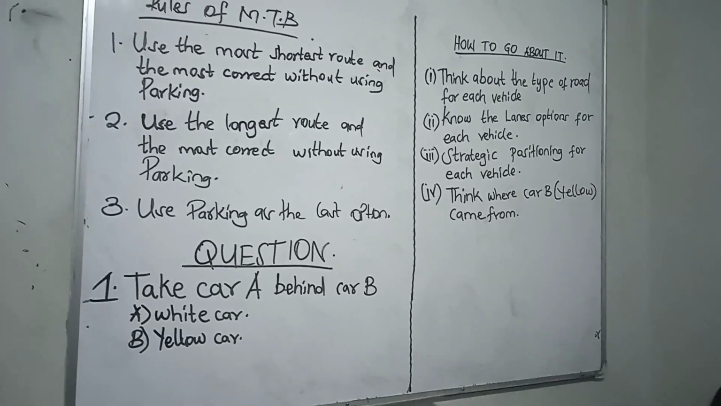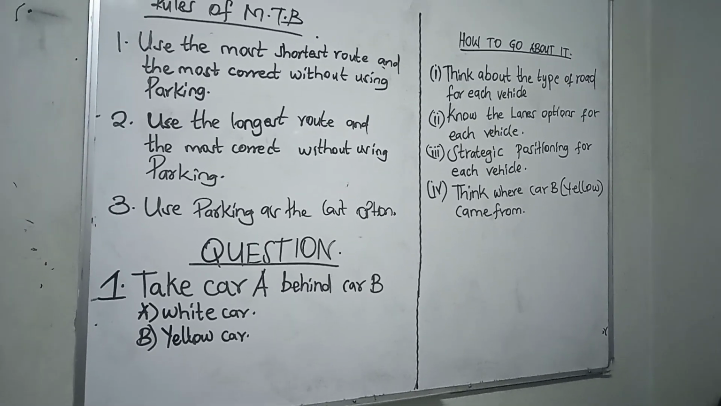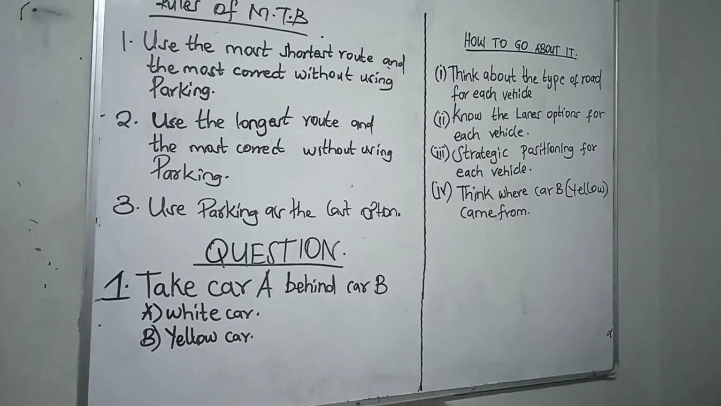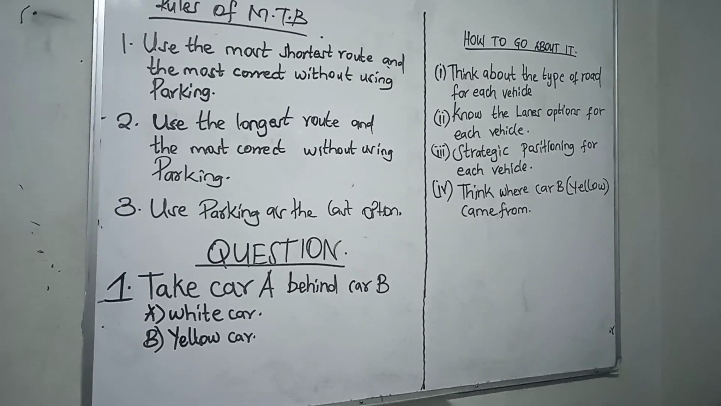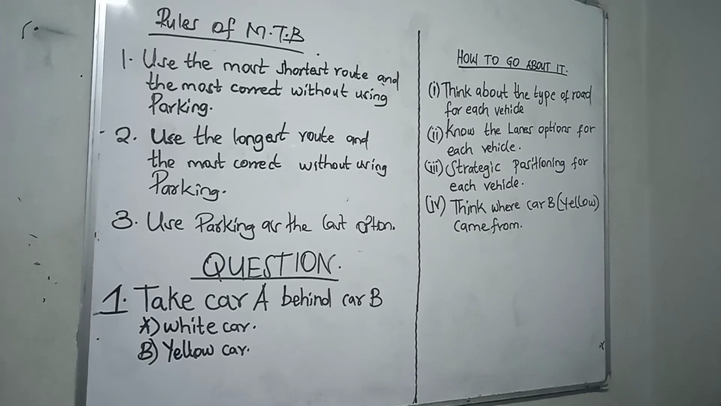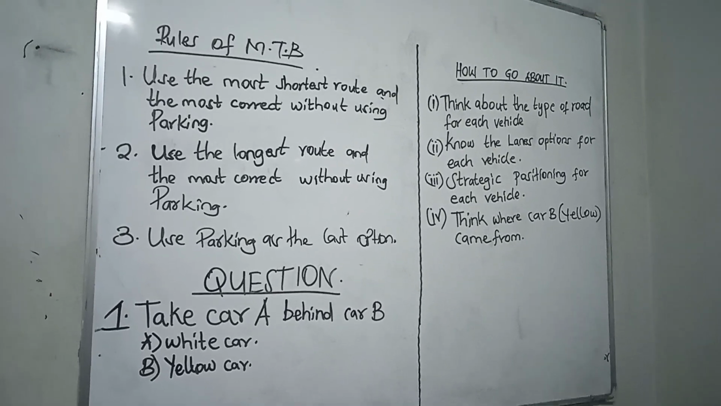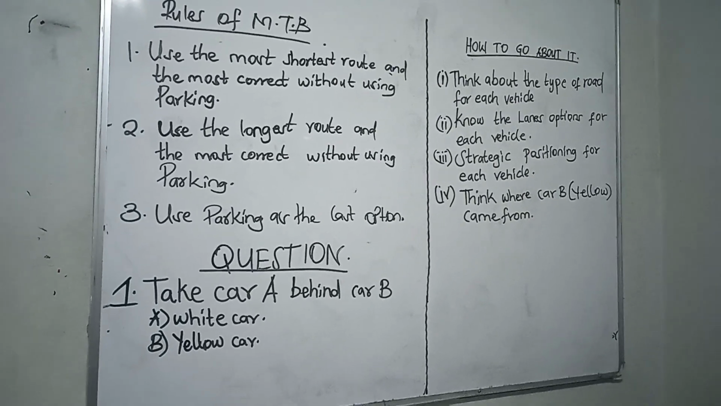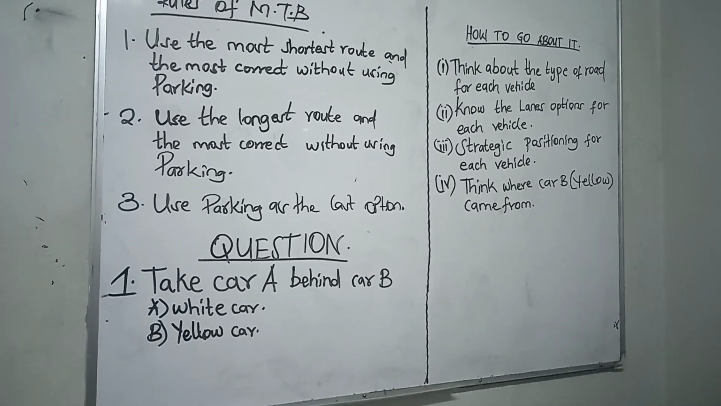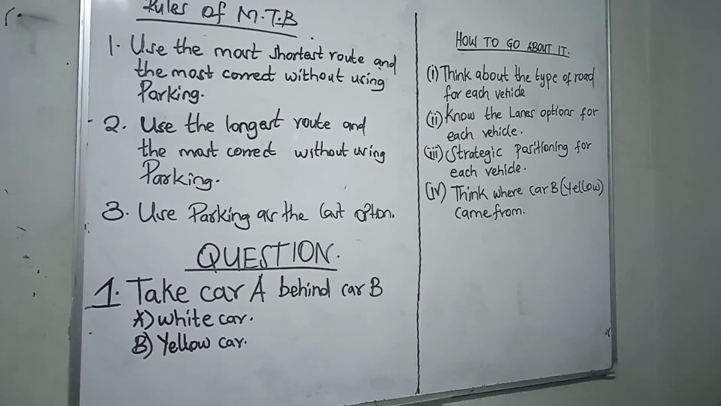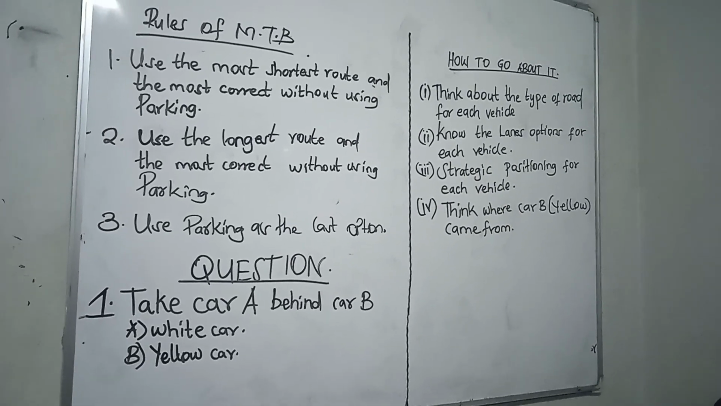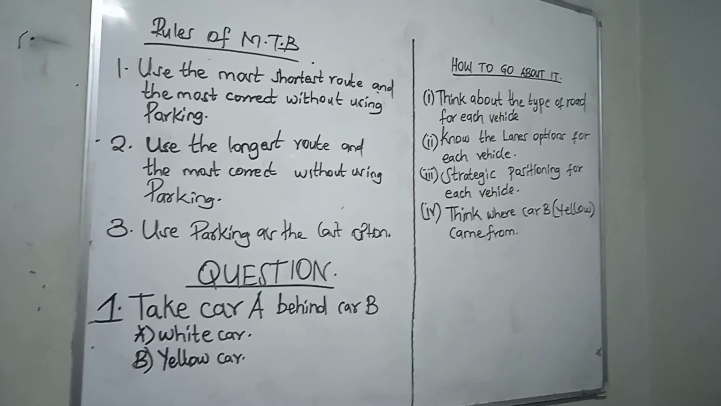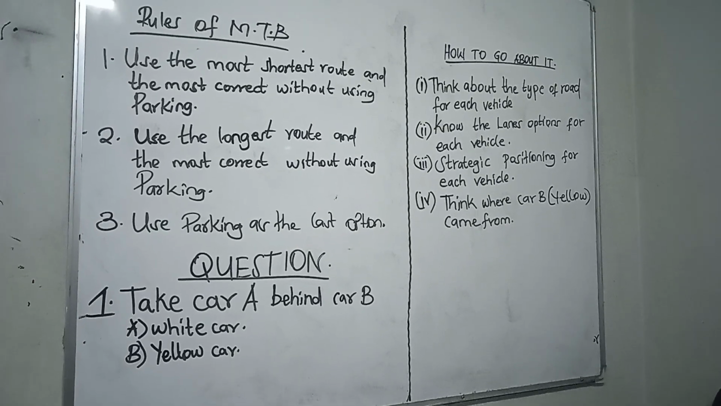Meaning, look whether I have placed the white car alongside a continuous line, or whether I've placed the yellow car alongside a broken line. Hoping you know the meaning of a broken line and a continuous line. Basically, a broken line means you are allowed to change lanes or overtake, and a continuous line means you're not allowed to overtake or change lanes.